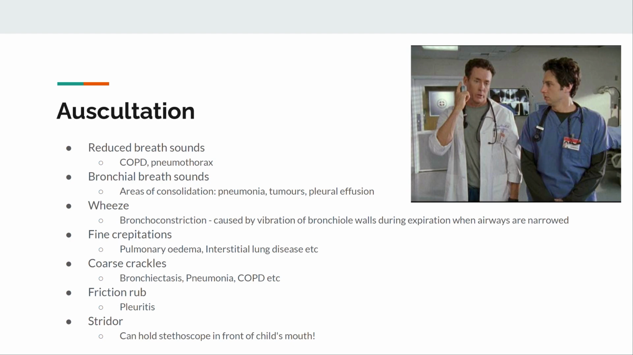Friction rub and pleuritis. Stridor actually can be heard with your stethoscope by holding your stethoscope up to the child's mouth, and it will actually amplify a subtle stridor so that you can hear it on each breath in.